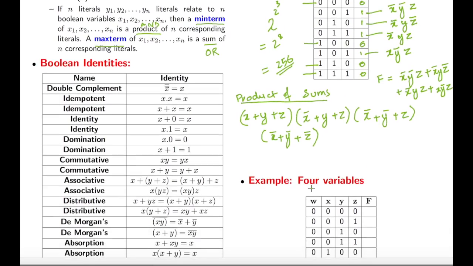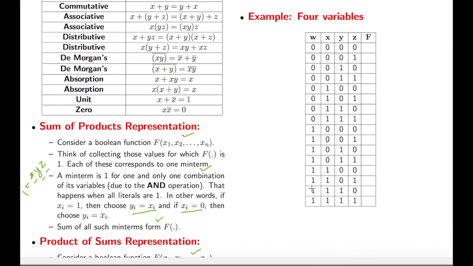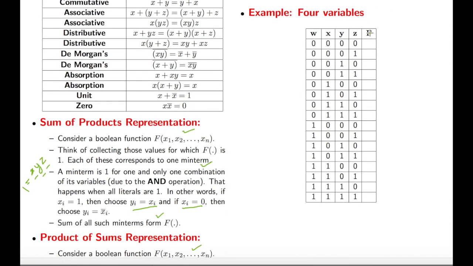So very quickly now, without much explanation, I will do an example for 4 variables. Let's choose something: 0, 0, 1, 0, 1, 1, 0, 0, 0, 1, 1, 1, 0, 1, 1, 0. How about that?